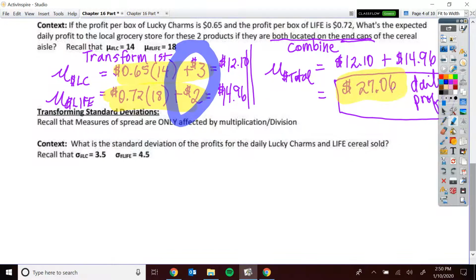Now, let's take a look at our transformation for standard deviations, because we know that standard deviations are only affected by the multiplication and division transformation. So figure this out for standard deviation. Figure out the combined standard deviation for this price per box and daily bonus. You want to do your transform first and then combine.